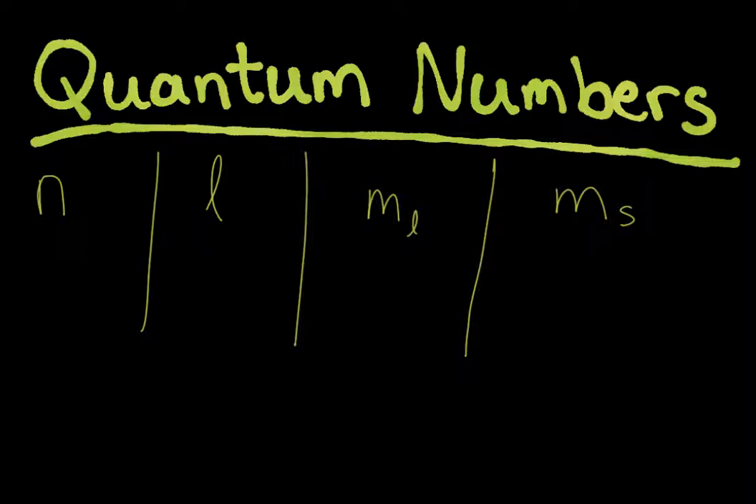For n, it's also called the principal quantum number, and you would only see integers starting from 1 and then 2, 3, going up. The most common ones you would see are 1, 2, 3, and 4. So no 0. This describes the size of the orbital, the distance away from the nucleus. So this describes the size of it, and it also tells us the energy level.